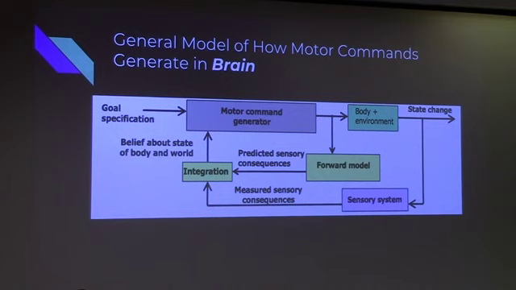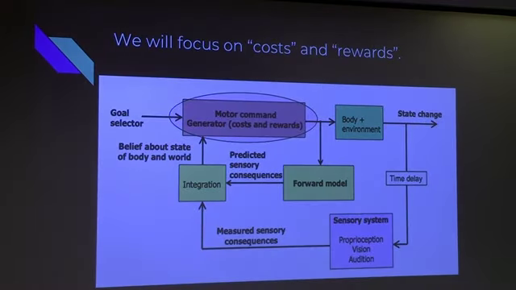Something else that's also an important part of the model is the forward model. This is the idea that once you've generated a motor command, you also send a copy of that motor command to the forward model to predict what the sensory consequence would be. Whatever sensory consequence you get, ideally you should have previously predicted it, so you know what to expect when you make a certain movement, which is intuitive. Okay, so that's a general model of the motor commands in the brain. Now we'll focus in on the motor command generator, so talking about costs and rewards.